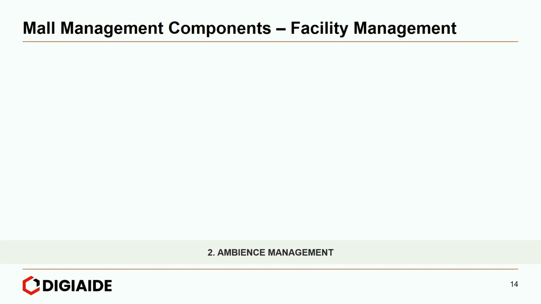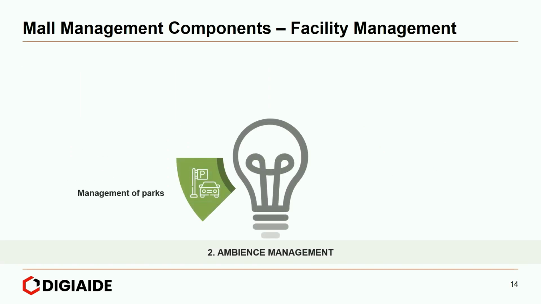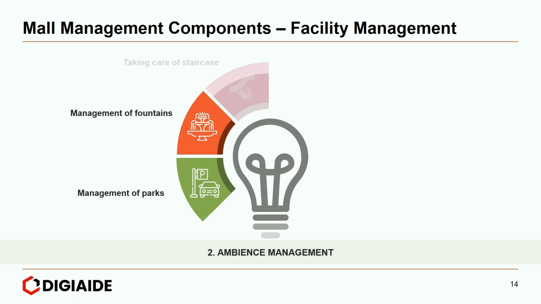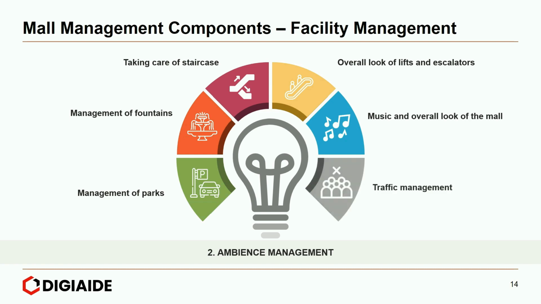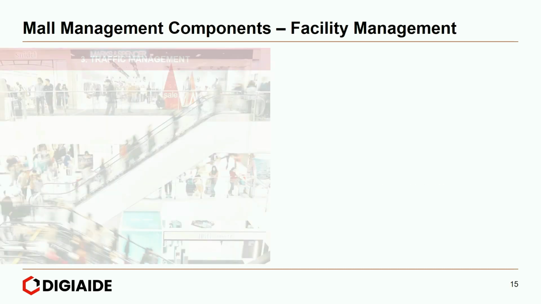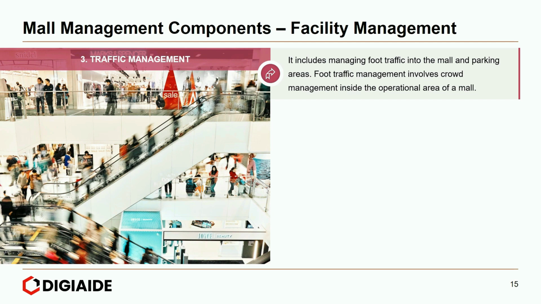Next is ambience management, which includes management of parks, management of fountains, taking care of staircases, and the overall look of lifts and escalators, music, and the overall look of the mall. And traffic management. Third, traffic management. It includes managing foot traffic into the mall and parking areas. Foot traffic management involves crowd management inside the operational area of a mall.